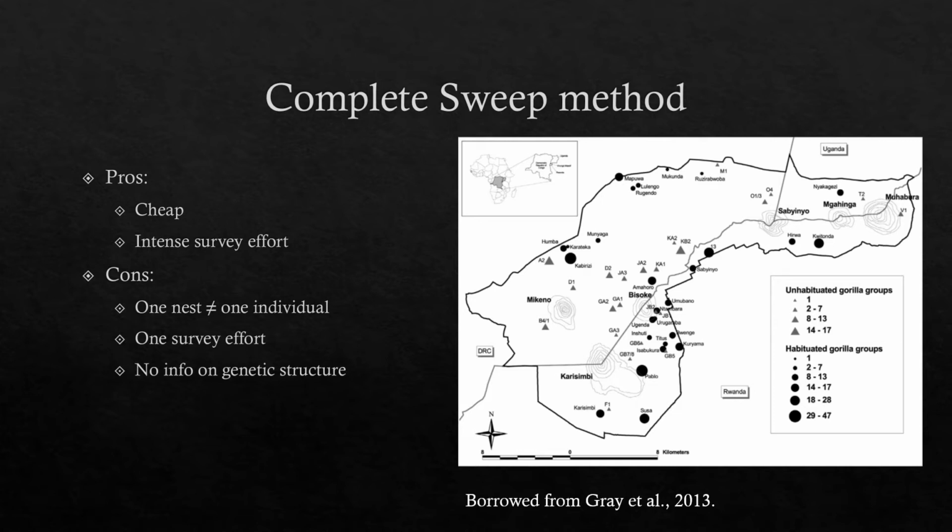Now, the strengths of this method include how cheap it is to implement and the fact that your survey effort is quite intense and it's systematic. The weaknesses are that it relies on the assumption that one individual lays only one night nest, but literature has proven this assumption is often violated.